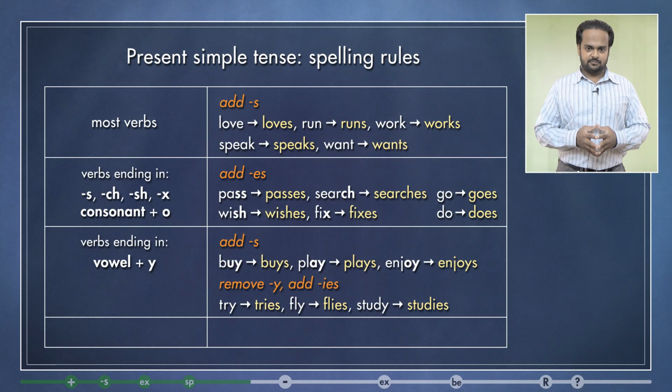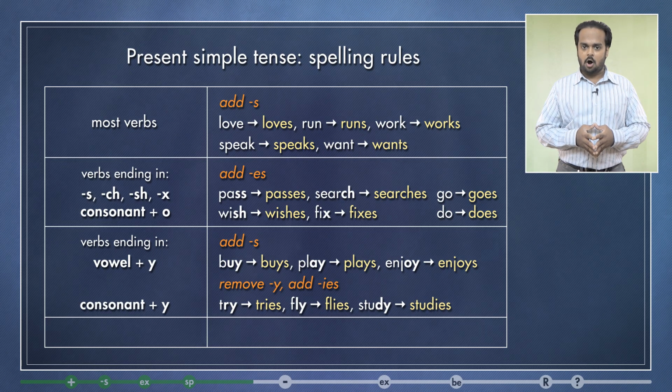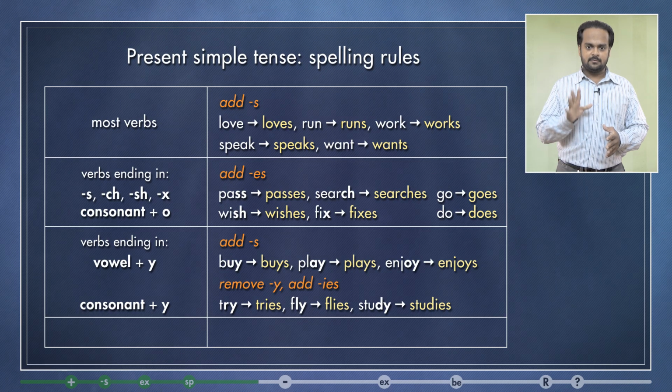What about the next set of verbs? Here, you see that they end in a consonant like R, L, or D plus Y. Any letter that's not a vowel is a consonant. In English, there are 26 letters, 5 vowels, A, E, I, O, U, and 21 consonants.